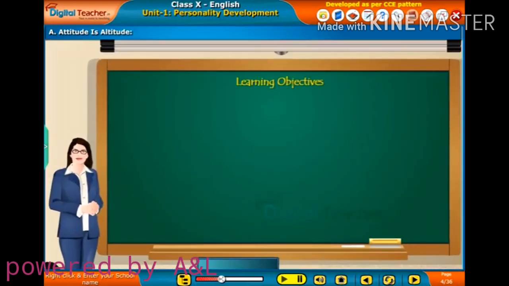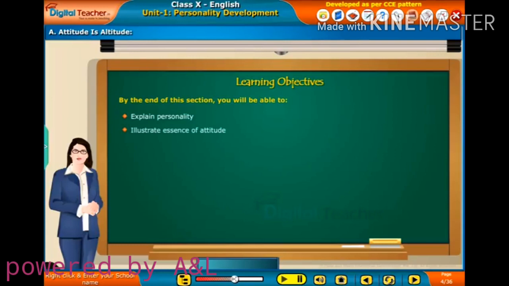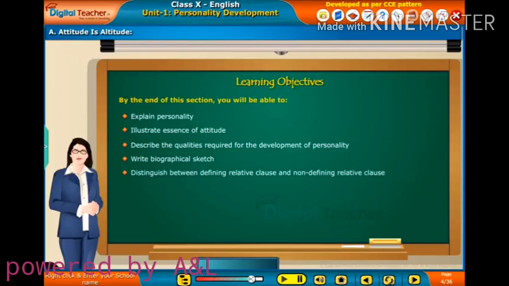Learning objectives. By the end of this section, you will be able to explain personality, illustrate essence of attitude, describe the qualities required for the development of personality, write biography sketch, distinguish between defining relative clause and non-defining relative clause, list out the adjectives related to Nick's personality.